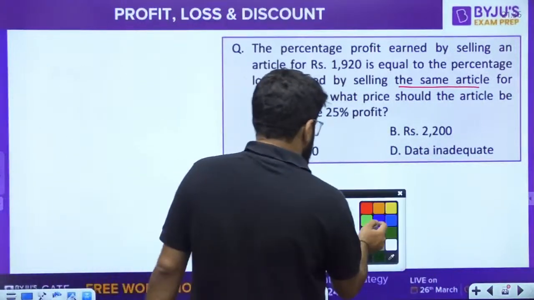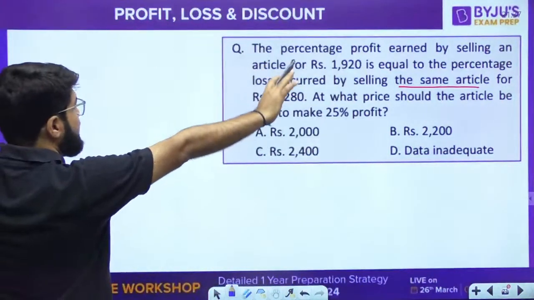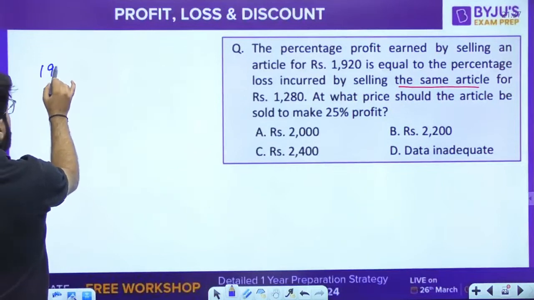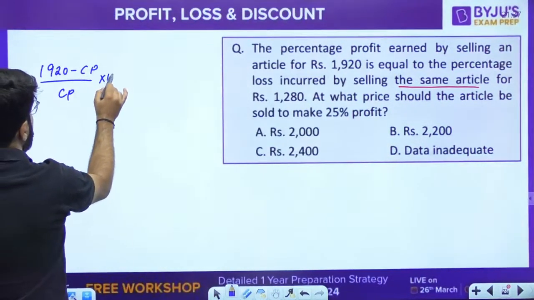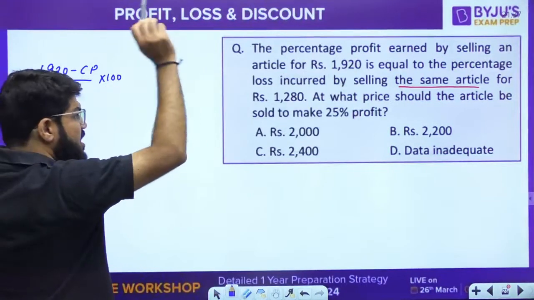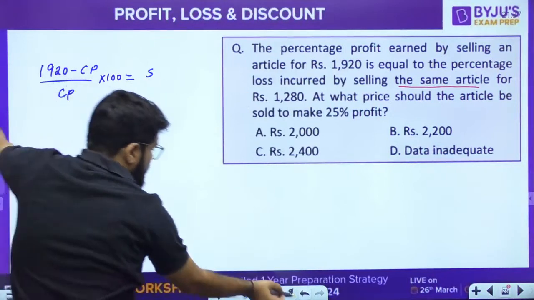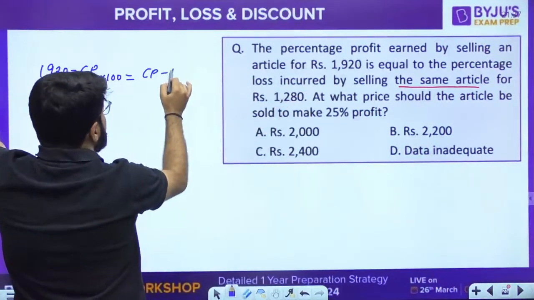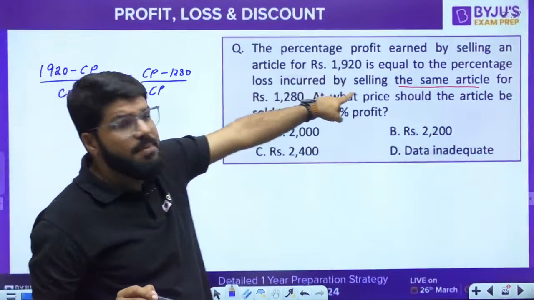What is said in the question? The percentage profit earned by selling an article. So what is the percentage profit formula? Selling an article for 1920, so 1920 minus CP upon CP into 100, that is the percentage profit. But this is equal to the percentage loss incurred. What is the loss formula? Loss formula is CP minus SP, but the SP should be 1280 in the second case, divided by CP. The CP should be the same because it is the same article.